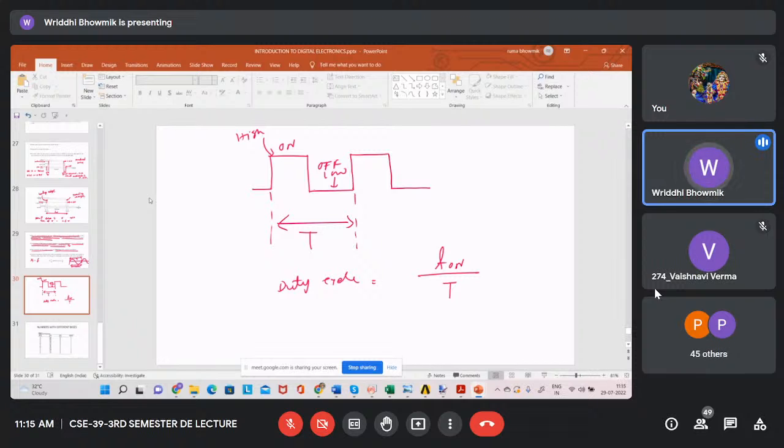So out of the one period, for how much time the pulse is in the on state, that is the duty cycle. That is the ratio T on by T. Okay, the ratio of the time for which the pulse is at the on state divided by the time period. Okay, so this is the duty cycle.